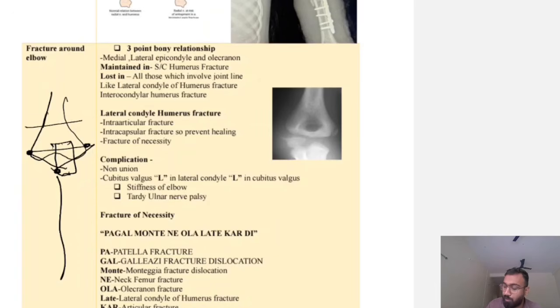Let's assume the fracture is a supracondylar humerus fracture. So fracture at this level, supracondylar humerus. The name itself says supracondylar, above the condyle. If the fracture is above the condyle, the 3-point bony relationship is maintained, right? So it is maintained.